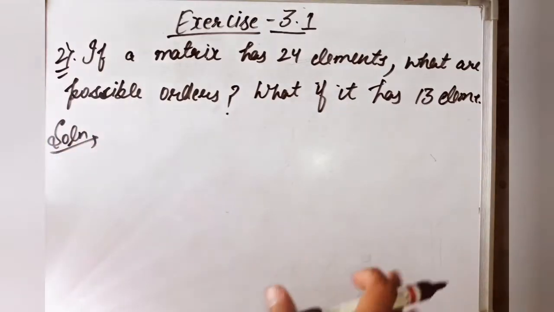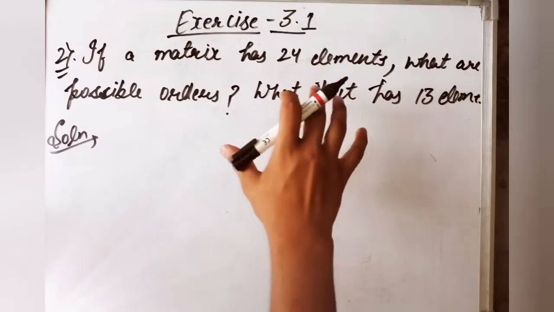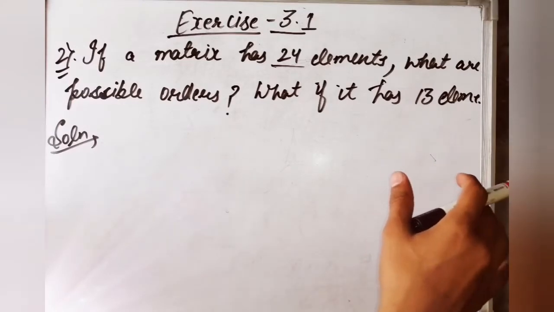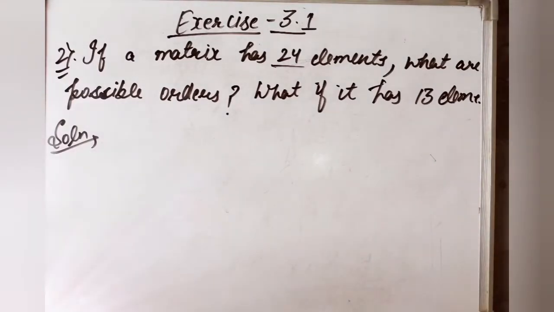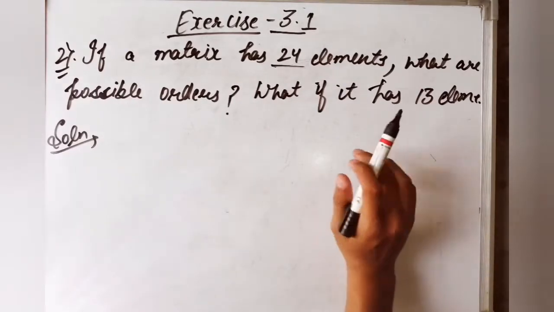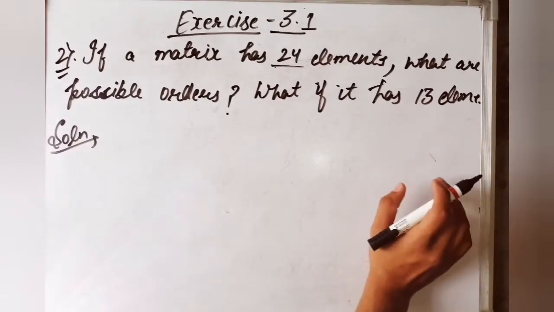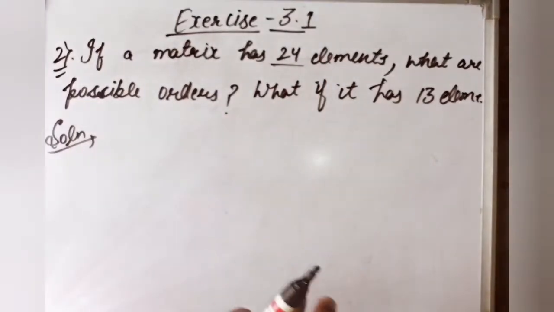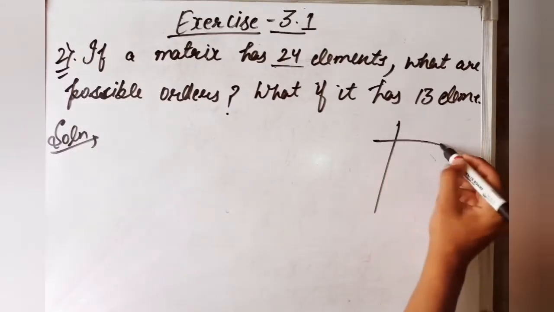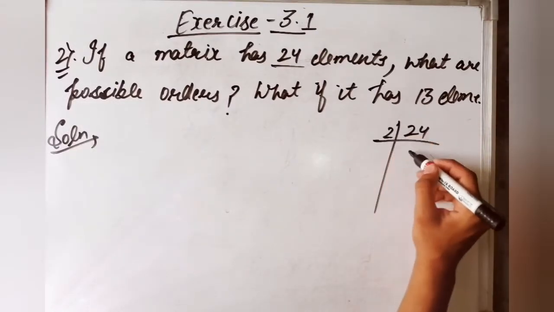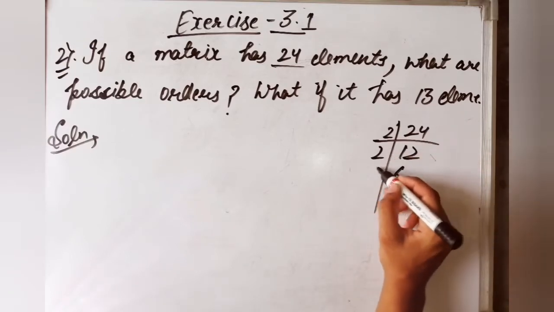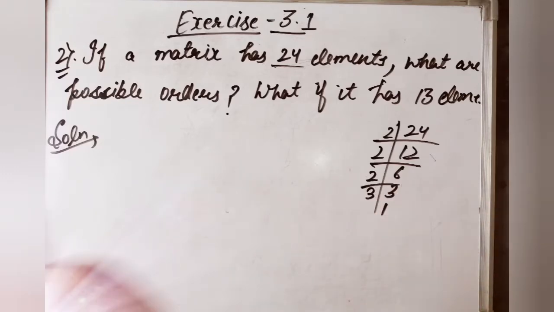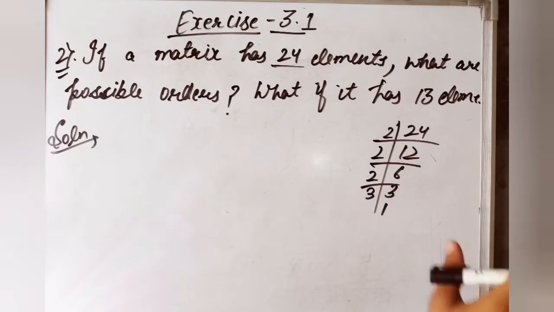We have already discussed how we find the possible orders of a matrix in the intro of this exercise 3.1 of this chapter. Basically I'm telling again. For finding out the orders, if you cannot recall, see how 24 is factorized: 24, 12, 2, 6, 2, 3. Okay, let's see here.